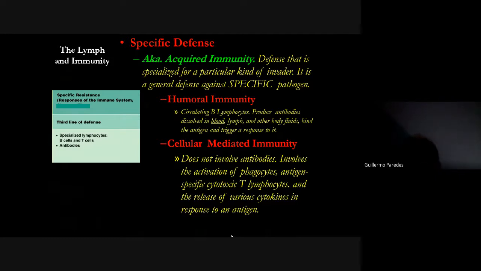This is going to be two groups: the humoral immunity and the cell-mediated immunity. Don't get confused, don't get concerned, it's very simple. Humoral means fluid. So basically specific defense is lymphocytes. The humoral are the lymphocytes B, and the cell-mediated are basically the T cells.